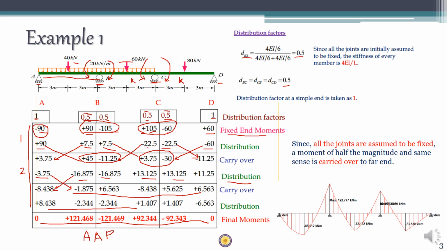When you draw the final bending moment diagram, it will look something like this. The diagram shown here is from STAAD Pro analysis. So all the positive values have been treated as negative and all the negative values are to be treated as positive in this case. Okay. Because STAAD has an opposite sign convention by default.